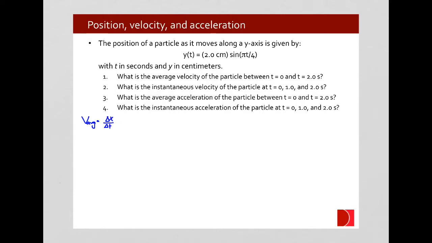If we want to find the change in time, it will be t final minus t initial. And the change in position will be the final position minus the initial position. In this case, t initial is 0 seconds and t final is 2 seconds. So we can see immediately that delta t will be a difference of 2 seconds, 2 minus 0.